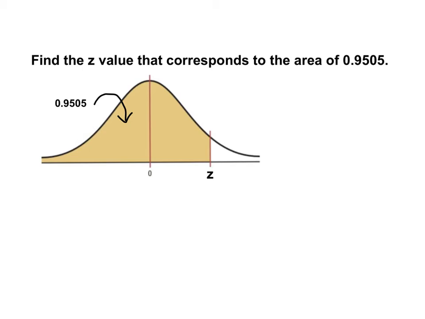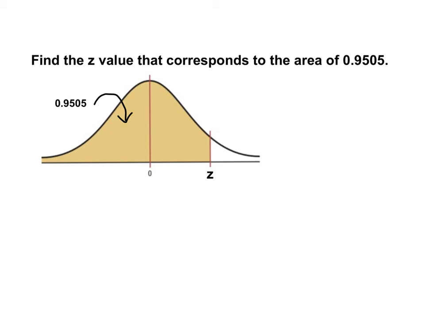The type of problem you're going to see is either to the left or to the right of the z value. When you get to ones that are to the right, remember the value that you look up in the table is going to be the complement of what you want. So let's talk about this one first, and I'll explain what I mean by that.